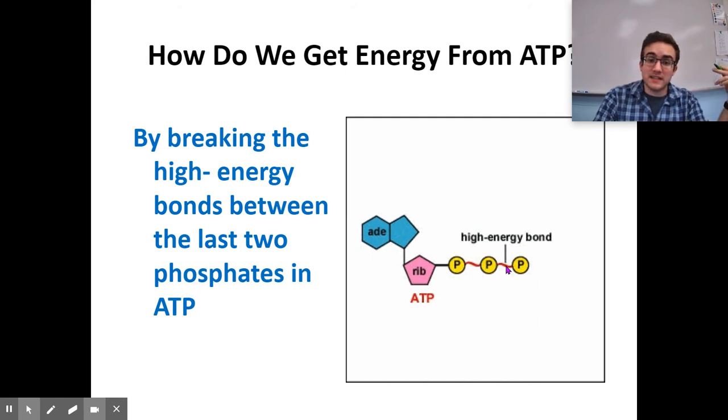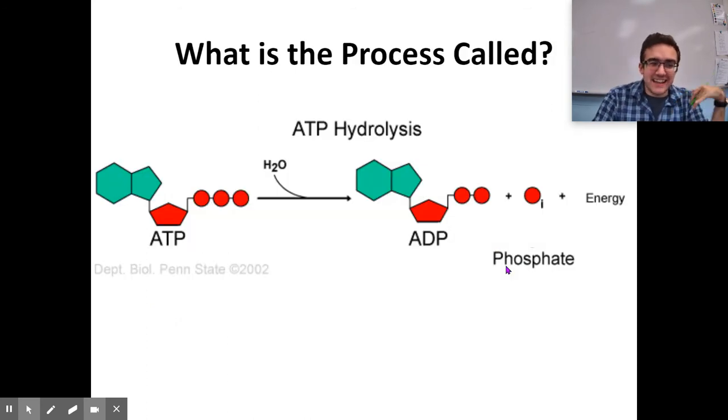You may be asking, how do we break that bond? If your guess is hydrolysis, you would be correct. It's called ATP hydrolysis. Again, hydrolysis is where we add water to break, water breaking. So here's our ATP molecule. We add water during the action.